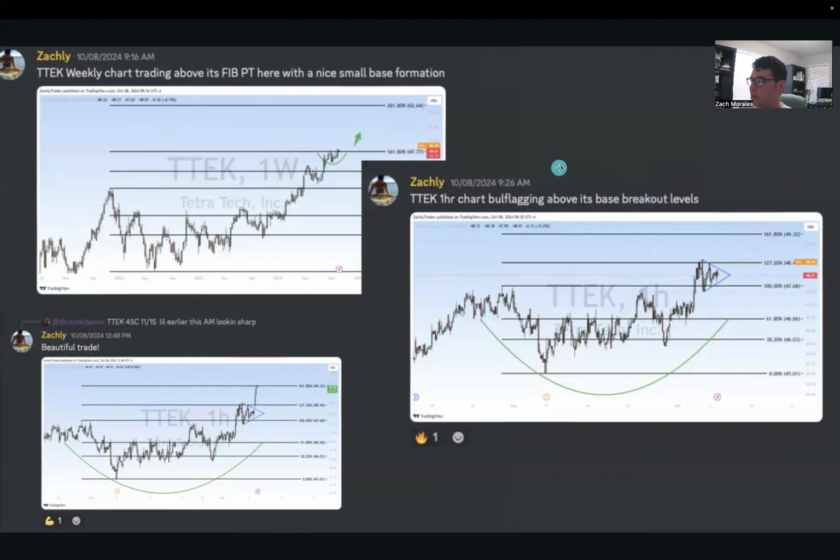TTEK was another one. This is a stock that not too many people know about, but it has an extremely bullish weekly time frame. We start off with the higher time frames and do multiple time frame analysis, and we saw that it was forming a small base here above a key breakout level of 47.77. So when we zoom into the 1 hour, what did we see? Well, we saw another base on the 1 hour chart, bull flagging, right? And that bull flag fired and came right up to our price target of 49.32. Another really great trade that we were able to capture in the Discord.